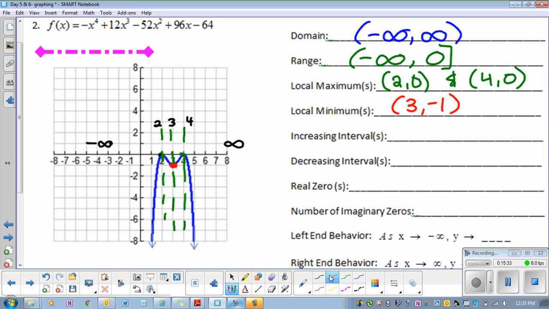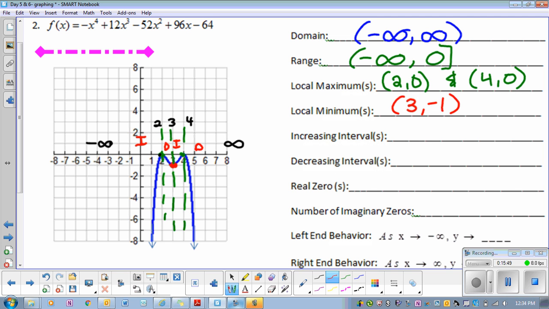Increasing. Good. What is it doing from 2 to 3? Decreasing. And then from 3 to 4? Increasing. And then from 4 to infinity? Decreasing. Good. So our increasing intervals, we just have to go write it.